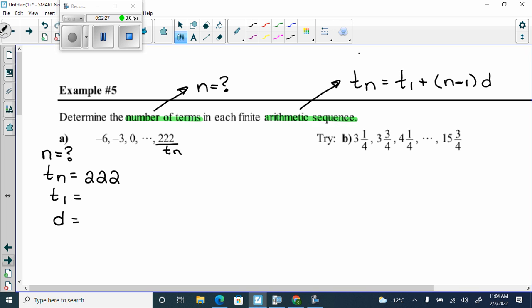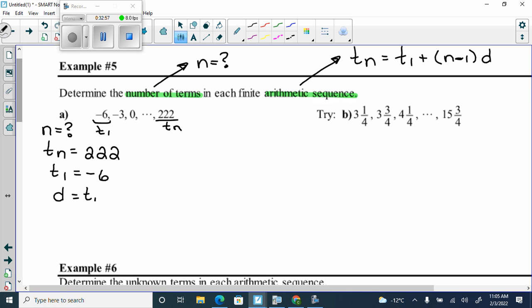What does T1 represent? Yeah, -6. It's the first term. And what's D? The common difference. And how do we find the common difference? Term 2 minus term 1. And then we can check again by doing term 3 minus term 2, right? I always check D twice to make sure I have the same number for both. So I overachieved. That's fine.